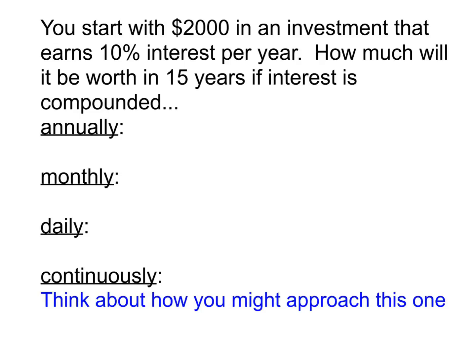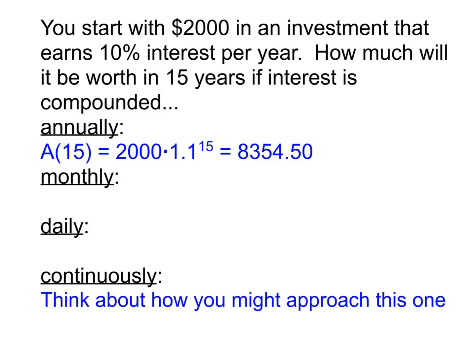All right, so for this problem, we start with $2,000. We're earning 10% per year. We want to know how much it's worth in 15 years if the interest is compounded first annually. Annually is the nice simple equation. That's the one where we can just do P times (1 plus r) to the t.